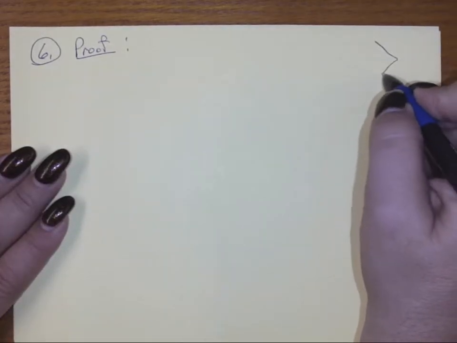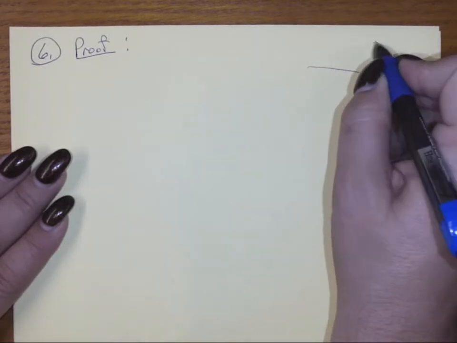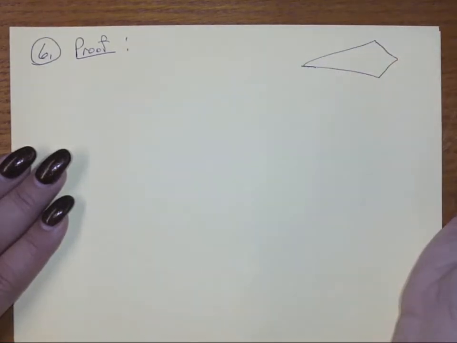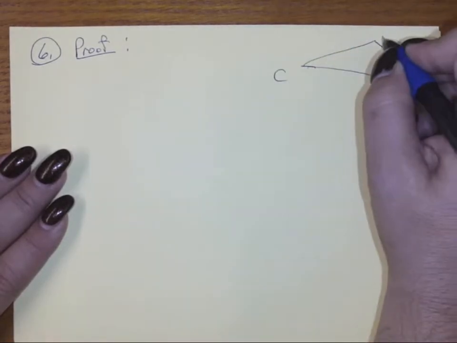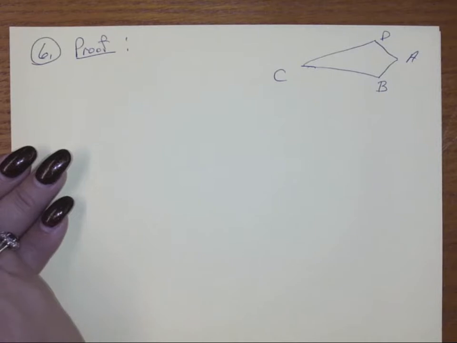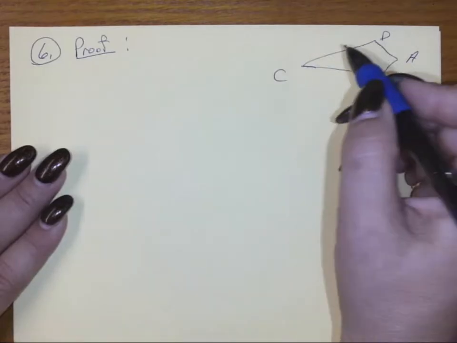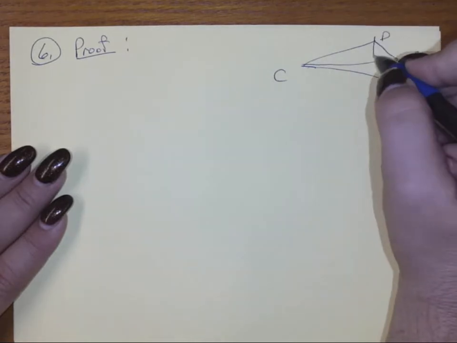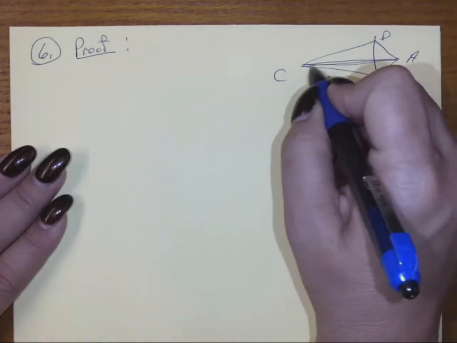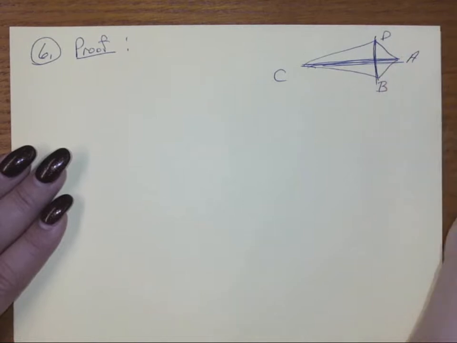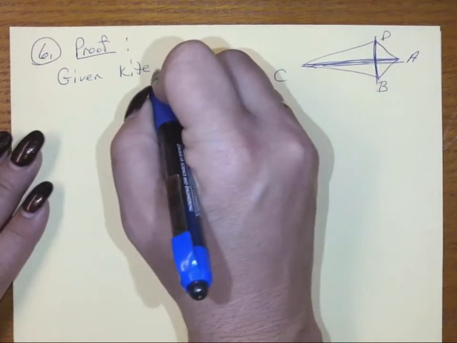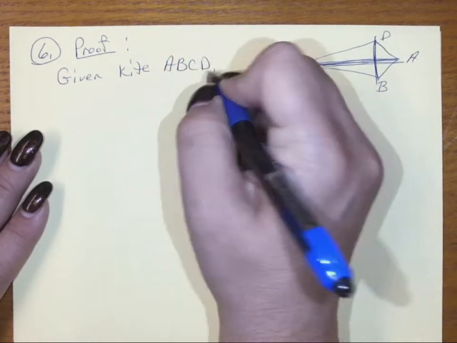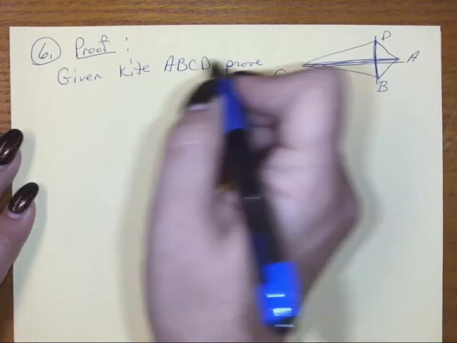So first off, we need a kite. I'm going to use the picture that I have on the test solutions part. I'm calling it A, B, C, D. I did turn it sideways, sorry. So here's this. Oops, those are terrible diagonals. Sorry. Okay, so we're given kite A, B, C, D.